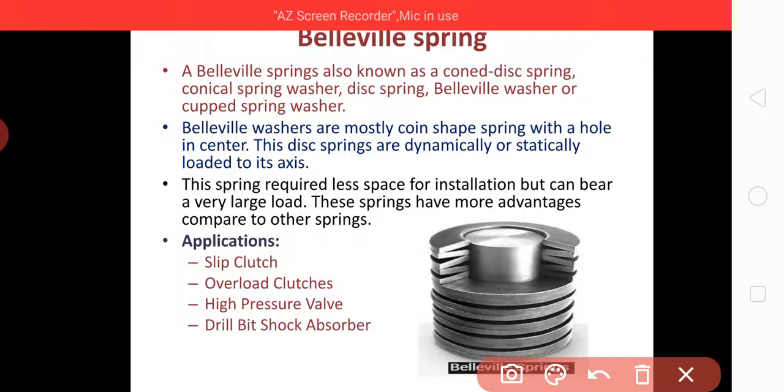Belleville washers are mostly coin-shaped springs with a hole in the center. These disc springs are dynamically or statically loaded along the axis. This spring requires less space on installation but can bear a very large load. These springs have more advantages compared to other springs. Applications: slip clutches, overload clutches, high pressure valves, drill bit shock absorbers, and also in the aviation industry to keep electronic devices in position and to absorb shocks.